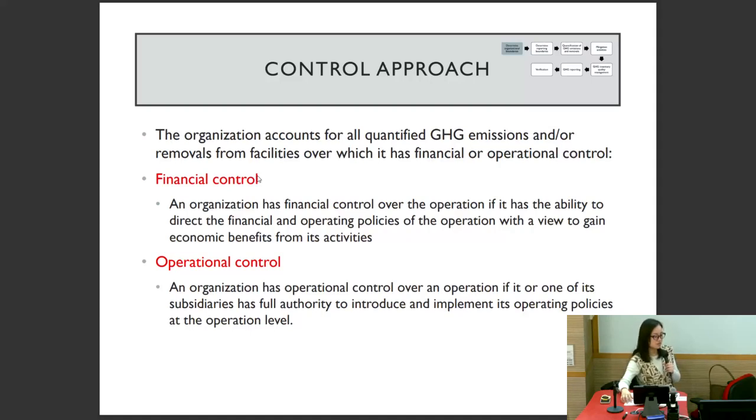And for operational control, an organization has operational control over an operation if it or one of its subsidiaries has full authority to introduce and implement its operating policy at the operation level. For example, if you wholly own the facility, then definitely you have operational control. And if you hold the operational license of that facility, then you also have operational control. And if you have the authority to introduce and implement operational policy of the partnership or the joint venture under a contract, then you also have operational control.